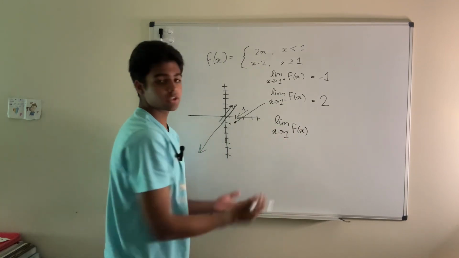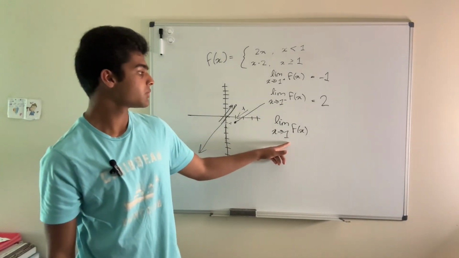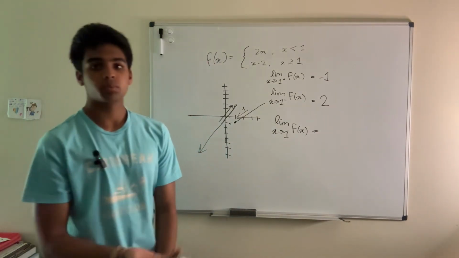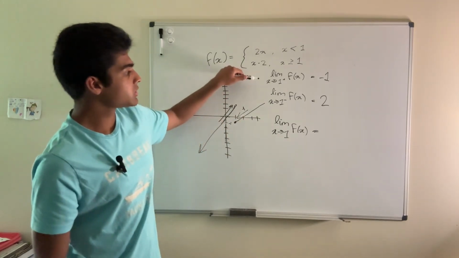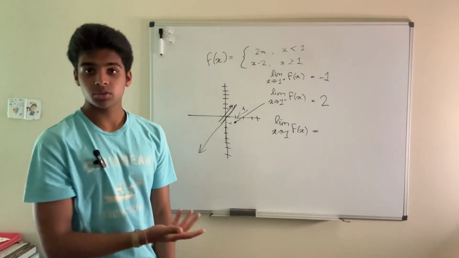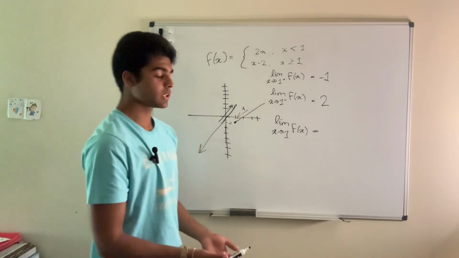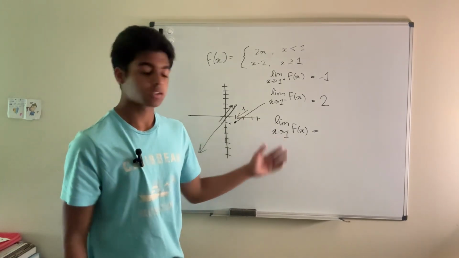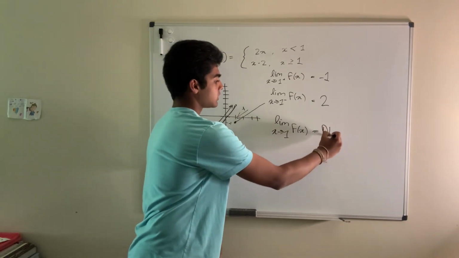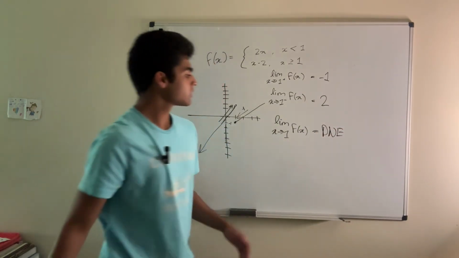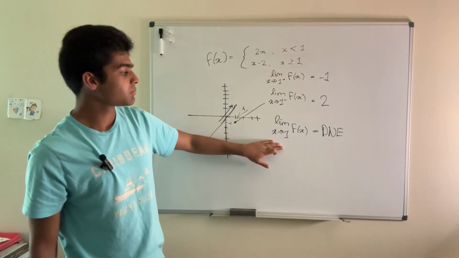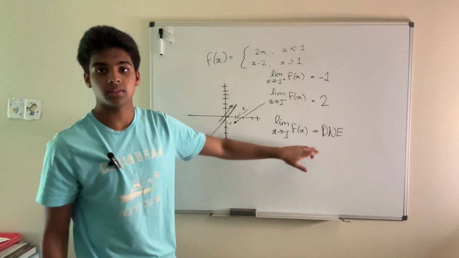Now, if we wanted to find the limit as x approaches 1 from both sides, if there's neither a positive or negative in front of the 1, that means we're saying from both sides. And if we wanted to find what that equals, then we have to see: the limit as x approaches 1 from the right is negative 1, and the limit as x approaches 1 from the left is 2. And since those aren't equal, we can't say that this exists. So we're going to say does not exist, or DNE. So although both of these one-sided values exist, the limit as x approaches 1 of f of x does not exist.